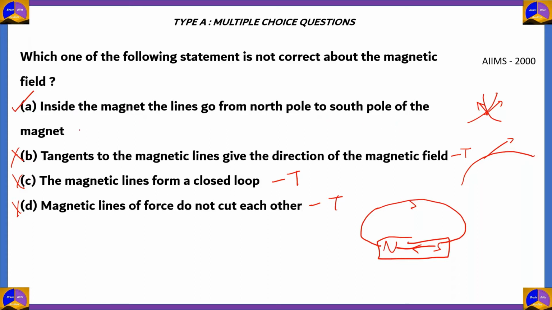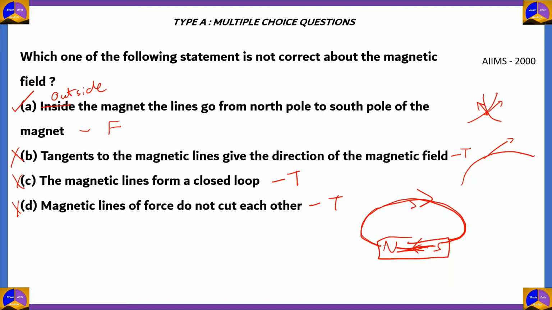This statement is false. The correct statement is that outside the magnet, the lines go from north pole to south pole of the magnet. As you can see, from the north, the curved line begins and then it ends at the south. So it's moving outside the magnet. Whereas if you look at inside the magnet, then the magnetic field line moves from the south pole to the north pole, in order to prove that statement C is true. So the magnetic field lines form a closed loop.